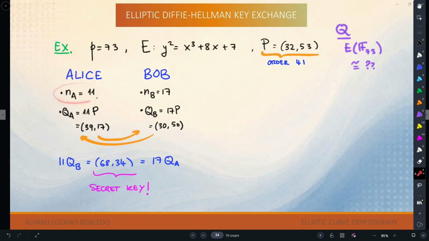Take secret key 11, secret key 17, compute 11 times P, send it to Bob, compute 17 times P, send it to Alice. And then take Bob's point, multiply it by 11, take Alice's point, multiply it by 17, and you get a secret key. Okay?